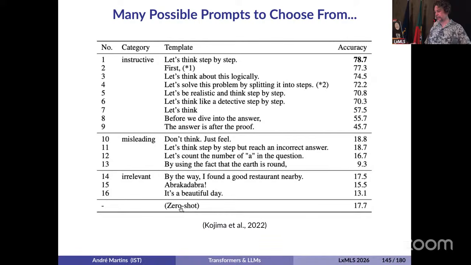The baseline here, by the way, is zero shot. This is where you don't use any prefix: 17.7. But the impressive thing is that by prefixing the answer with let's think step by step, we go from 17 to 78. It's a huge jump.